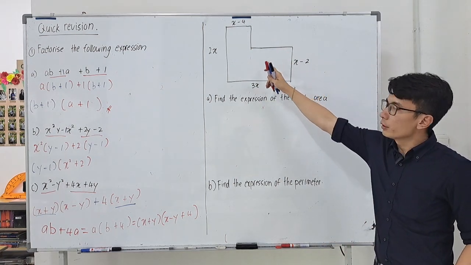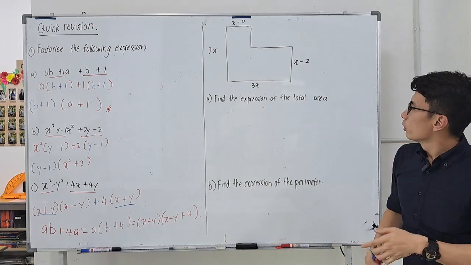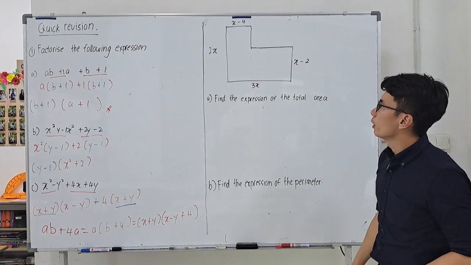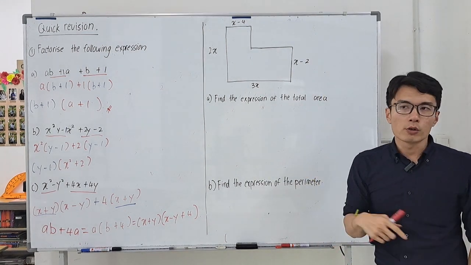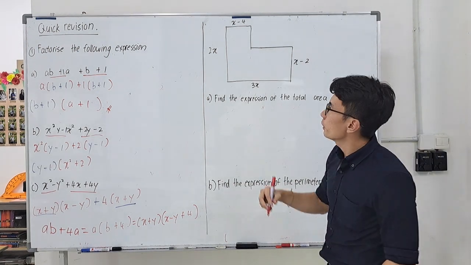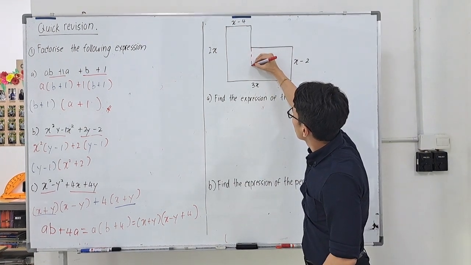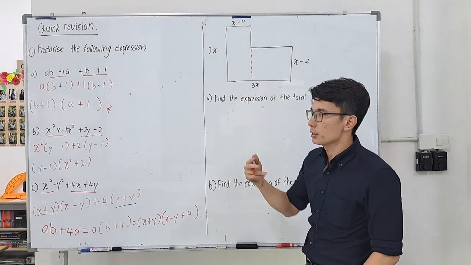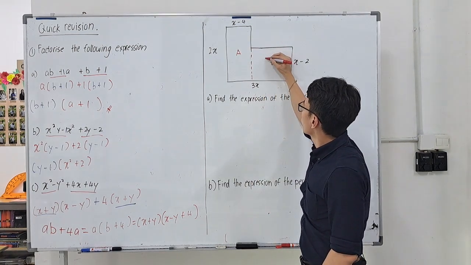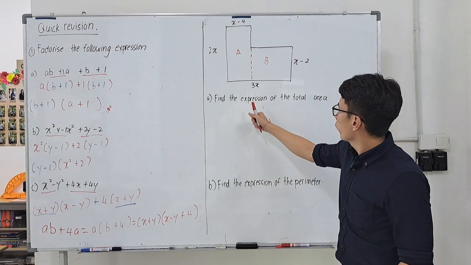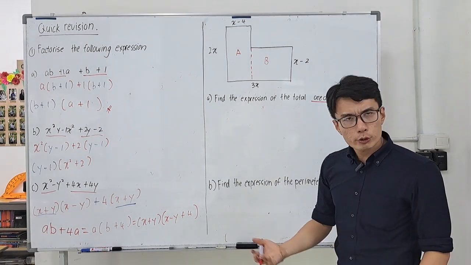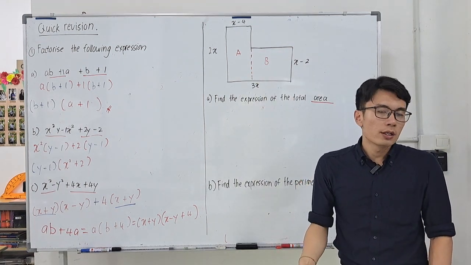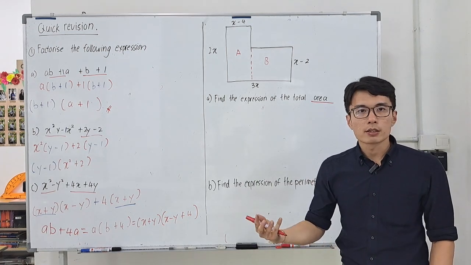Now, let's look at this question right now. The question over here says, find the expression of the total area. Now, this looks a bit of a handful for us to do. So what I can do over here is split this into 2 parts, which is going to help me to solve this easier. So I'm going to call this A, I'm going to call this B. So find the expression of the total area. We're interested in area, and A and B are just a bunch of rectangles, and we already know how to find area. It's basically just base times height, right?